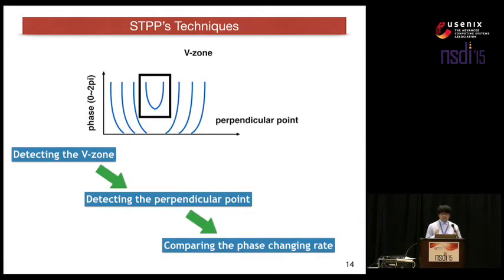So our STPP approach infers the relative location of the tags by determining their relative order along the y-axis and x-axis respectively. The basic process of STPP contains three steps. The first step is to detect the V-zone profile, which is a portion of the phase profile that shows the V-shaped wave figure. After finding all the V-zone profiles, it detects the perpendicular point within each V-zone profile. Based on the timestamp of each perpendicular point, STPP then determines the tag order along the x-axis. After that, STPP computes the phase changing rate within the V-zone and determines the tag order along the y-axis.